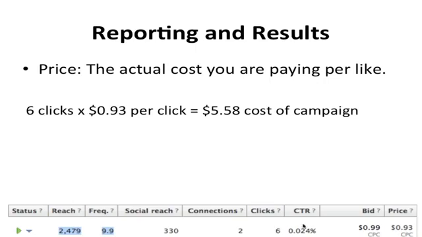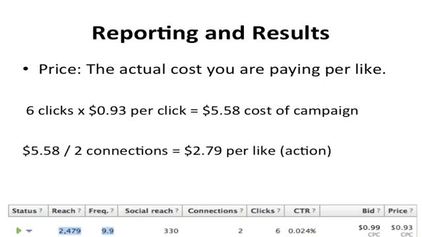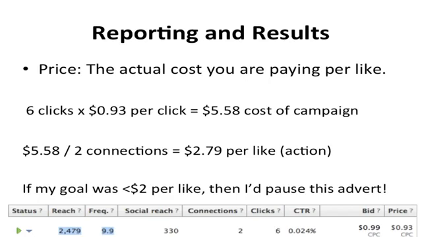However, I'm not really fussed about the CTR, the click-through rate. I'm more interested in how much it's cost me per like. So actually, $5.58 divided by 2 likes, because that's as many likes as I got, actually cost me $2.79 a like. Now, my budget per like is less than $2. So if I knew this ad was running at more than $2, I would pause it and go and change the ad to try to increase the click-through rate, which would reduce the actual price.